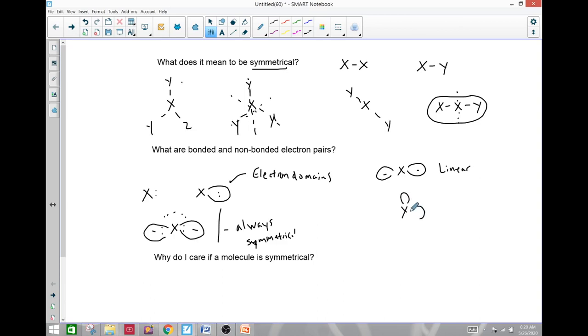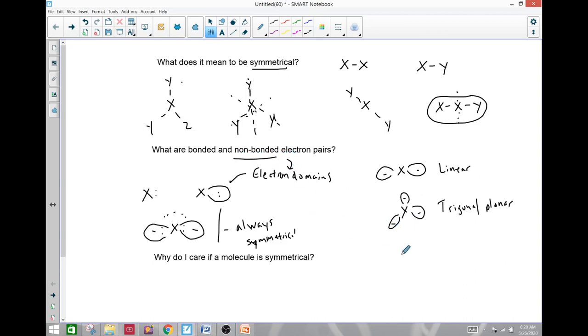I could have three electron domains. Again, it doesn't matter how I draw this, because three-dimensional shapes aren't the best at showing on paper, but we should note, regardless of how they draw it, that is a symmetrical shape. We call it trigonal planar. So always symmetrical. Now, we call these non-bonded pairs or non-bonded electron domains.